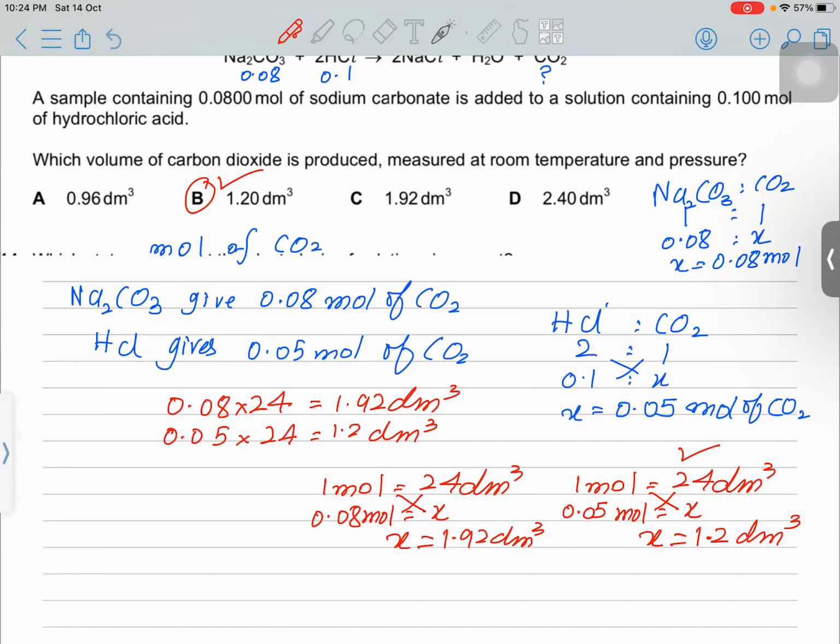Yes, any question? Sir, but we didn't divide it by 1000 here to get volume. No need to divide by 1000, because molar volume is required, which is in dm cube. So that's why we use here 24 dm cube, right? Any question?